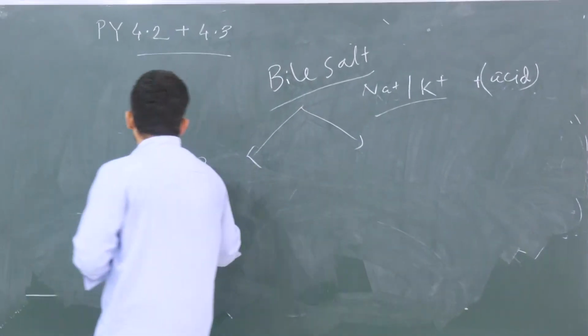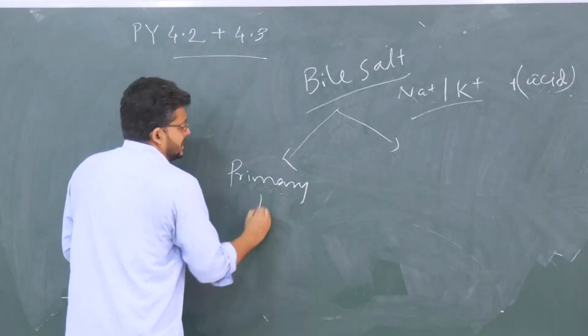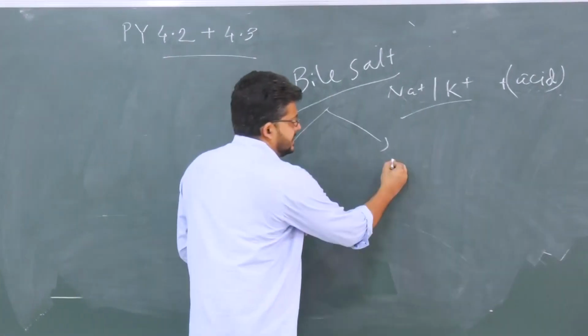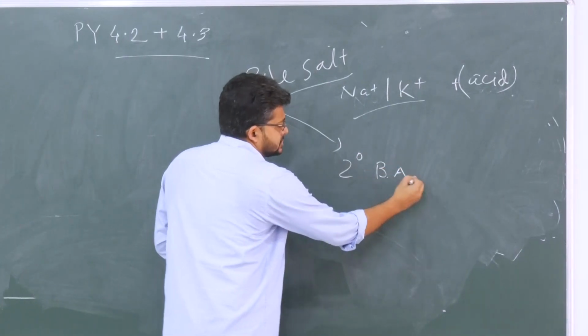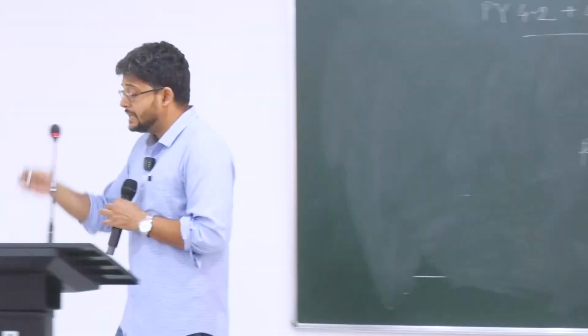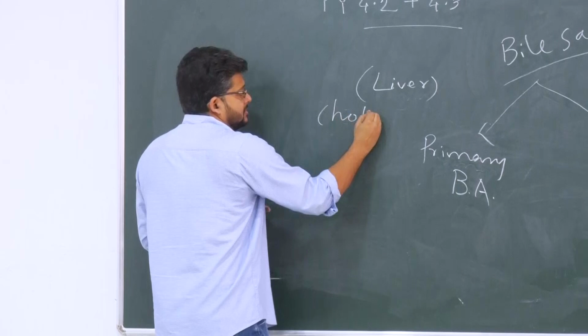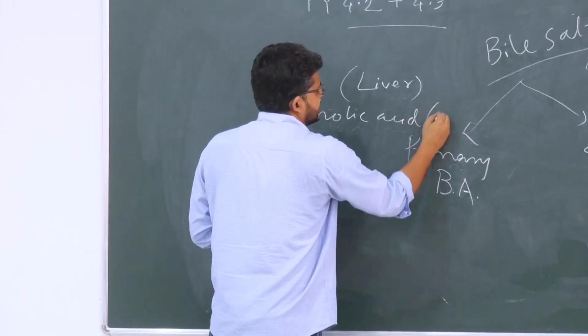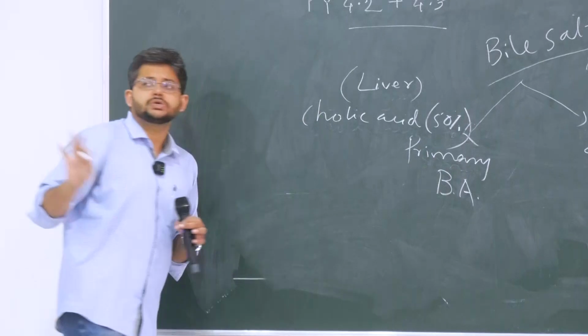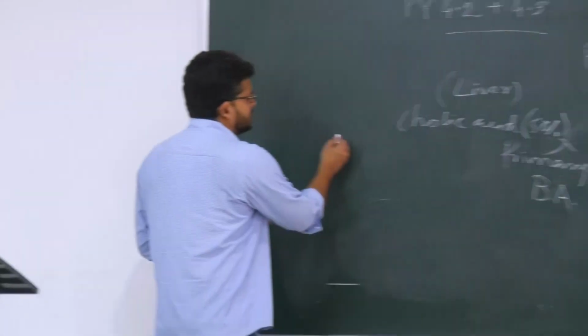Important concept here: there are two different types of bile acid. One is primary bile acid, and the second is secondary bile acid. Primary bile acid is the actual bile acid that is secreted in the liver. It includes cholic acid or chenodeoxycholic acid. These are formed in the liver. Cholic acid is the maximum; half of all our bile acid is cholic acid itself, the rest are in lesser amounts, and the second one is chenodeoxycholic acid.